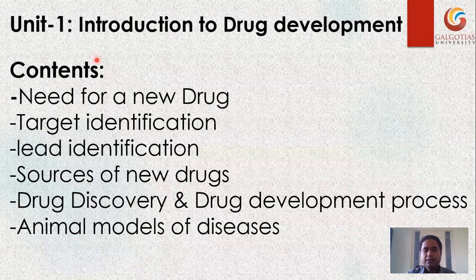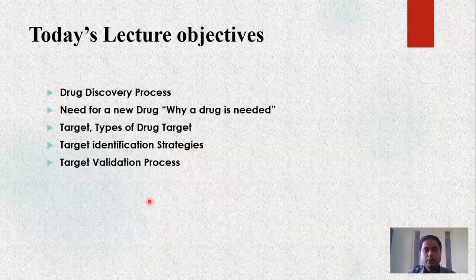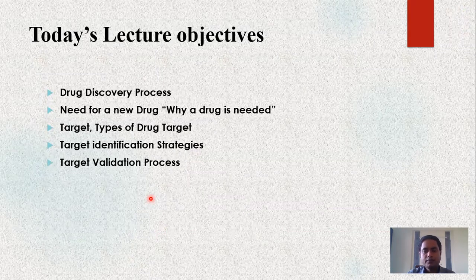We will proceed with unit 1, that is, introduction to drug development. It has content about the need for a new drug, target identification, lead identification, sources of new drugs, the drug discovery and drug development process, and animal models of the disease. So today's lecture objective is to explain the drug discovery process.